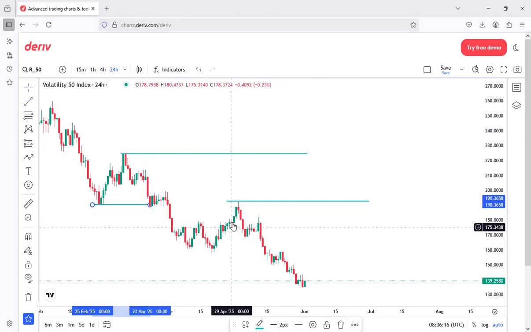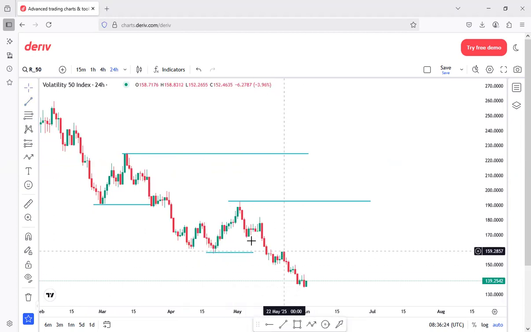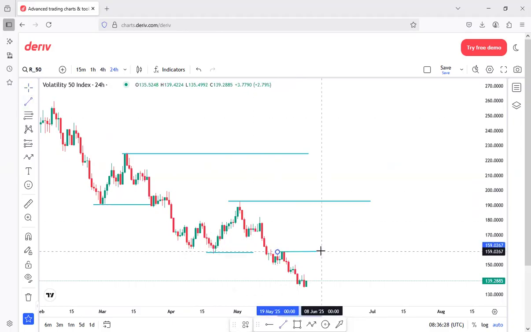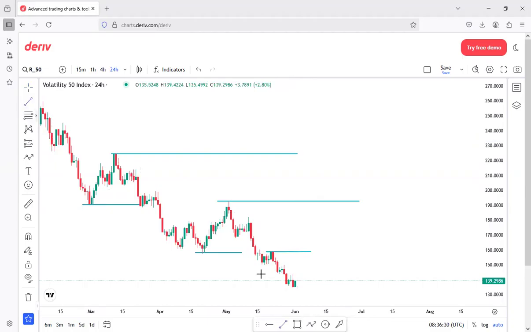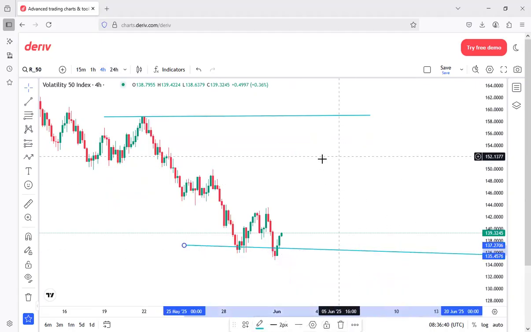Whenever it breaks it, it retraces on it and then goes back down, created this low again, which was currently broken by this particular move here. So that is a high there, and then price came all the way to this particular low. So if you go down to the 4 hours time frame to see the overview of what the market is actually doing, let me delete this.